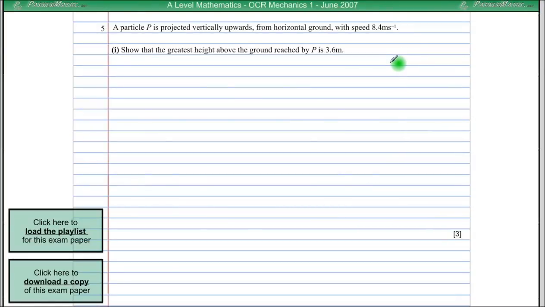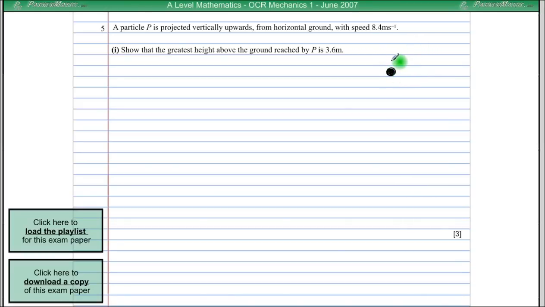Question 5. A particle P is projected vertically upwards from horizontal ground with speed 8.4 meters per second. Part 1 says show that the greatest height above the ground reached by P is 3.6 meters.